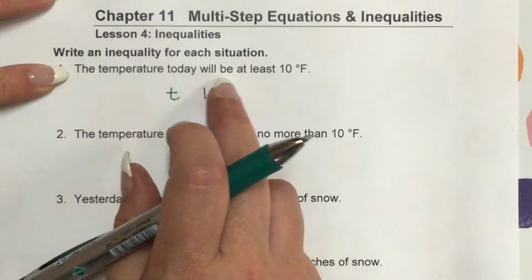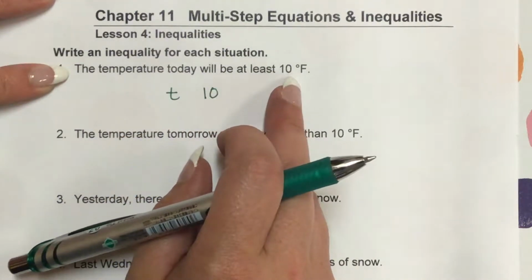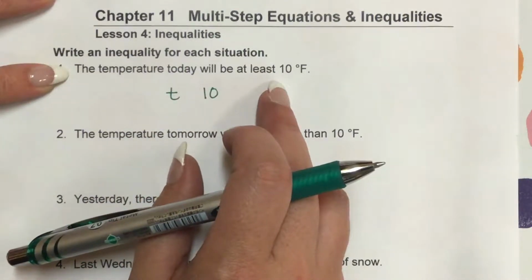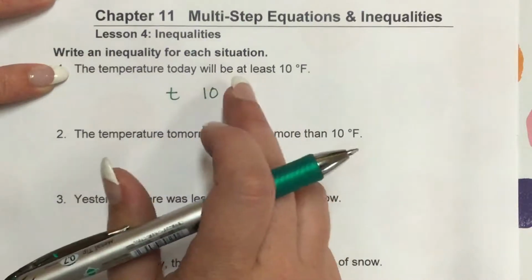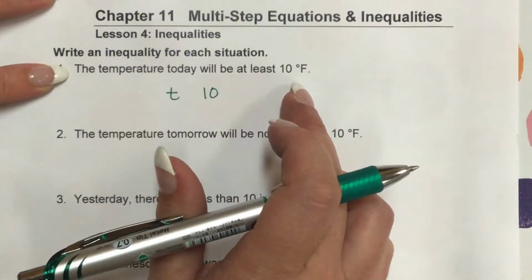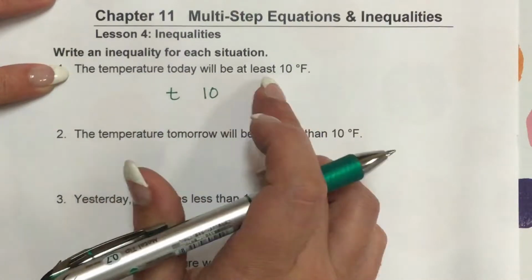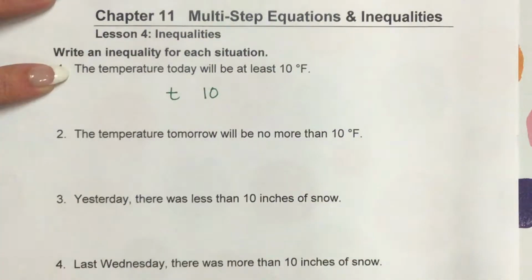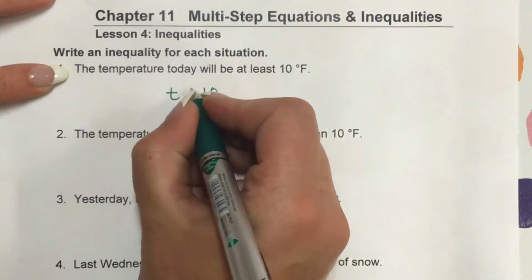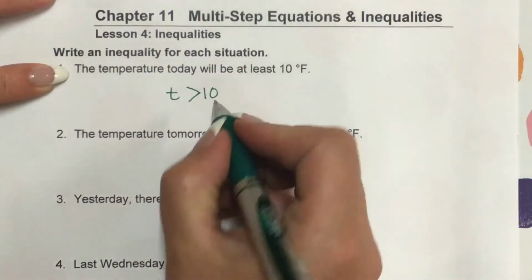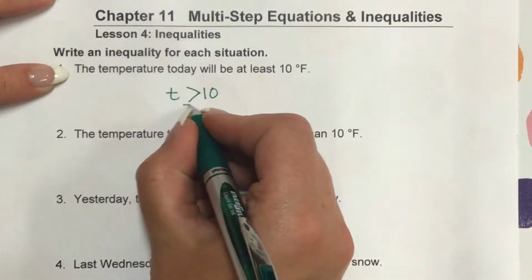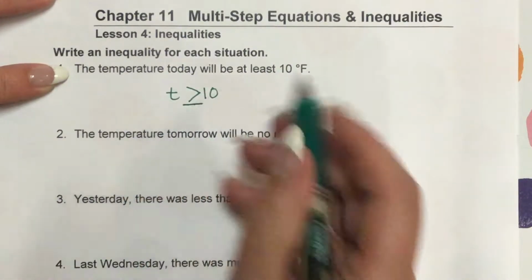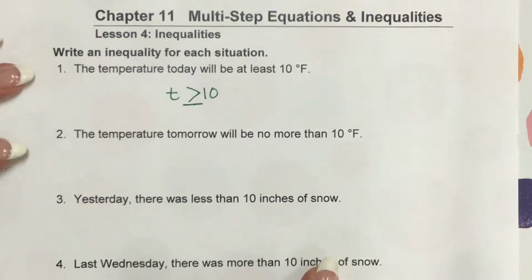Now it says the temperature today will be at least 10 degrees. So the temperature today, at the least, will be 10 degrees. So that means it can be more. It's going to be more than 10 degrees, so the temperature is bigger than 10. So the alligator is going to eat the T. And it's at least, which means it can equal 10. So it's going to be T is greater than or equal to 10. Okay, that's how that one would work.